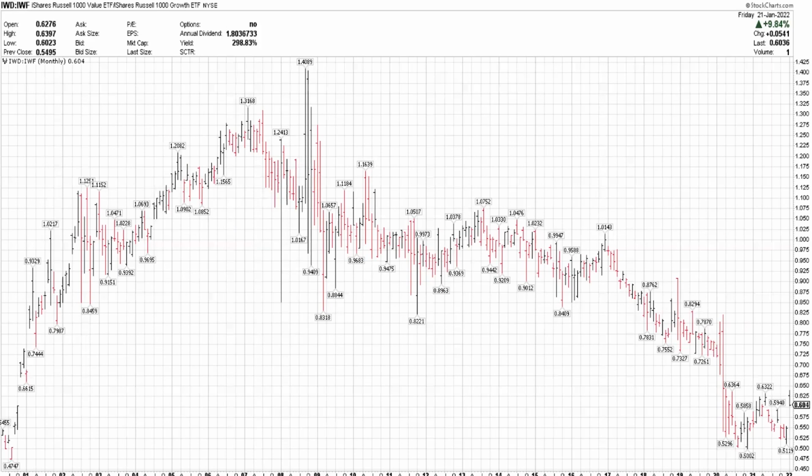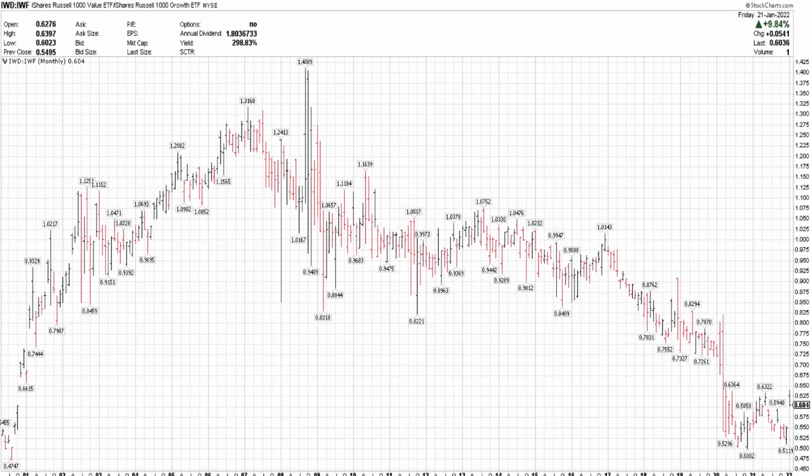And we can see, if you look in the bottom right-hand corner, this chart is the Russell 1000 Value ETF versus Russell 1000 Growth. And this is the ratio. And you can see if you go back to '09, this has been pretty much in a downtrend. So what this chart shows from 2009 to 2022 is, for the most part, that value has underperformed growth.